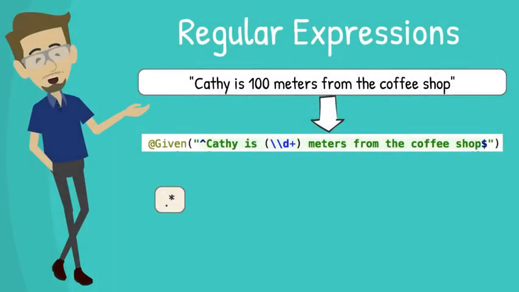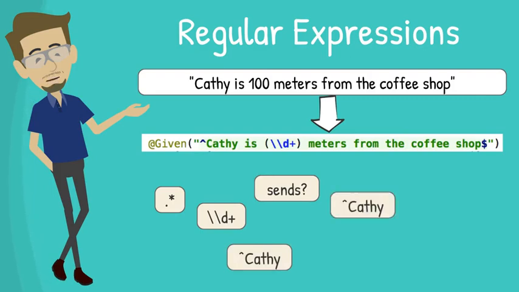Cucumber uses regular expressions to find the right step definition method to run, and also to find which bits of text should get passed into the step definition as parameters. You can see some examples of regular expressions here. Now, regular expressions can be a little bit scary, and the truth is, they can be used for both good and evil, so to speak.